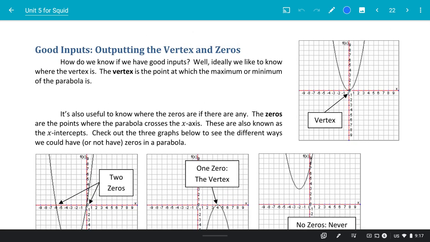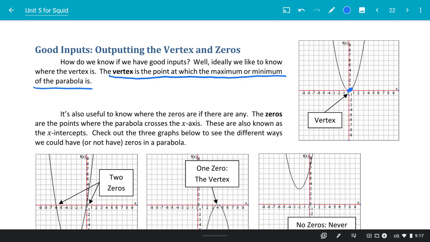Good inputs output the vertex and the zeros. Good inputs. Excuse me, gentlemen. Might want to focus. How do we know if we have good inputs? Well, ideally, to know where the vertex is. What's the vertex? The vertex is the point at which the maximum or minimum of the parabola is.